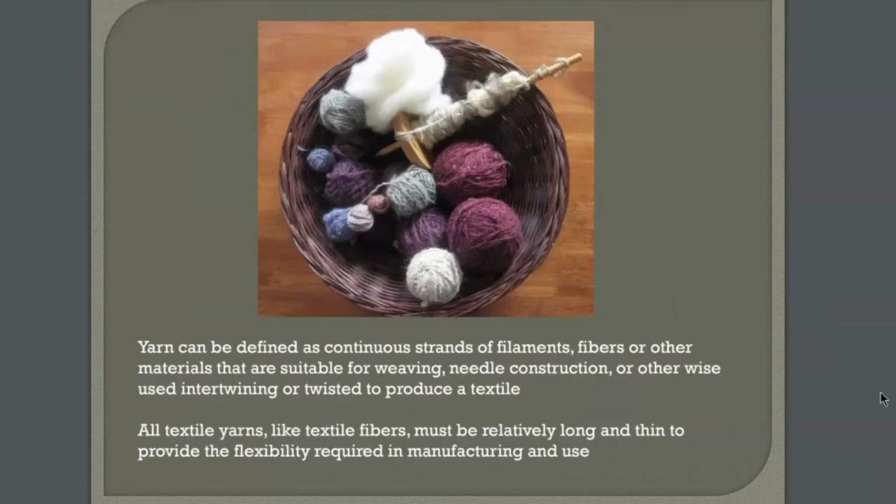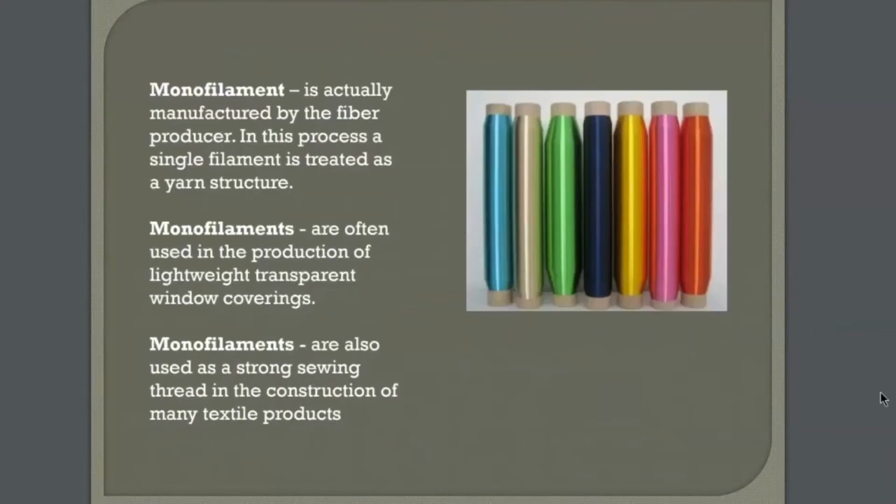All textile yarns, like textile fibers, must be relatively long and thin to provide the flexibility required in manufacturing and use. So this is a question on your quiz. What is a monofilament? Mono meaning one, filament being a long fiber, is actually manufactured by the fiber producer. In this process, a single filament is treated as a yarn structure.